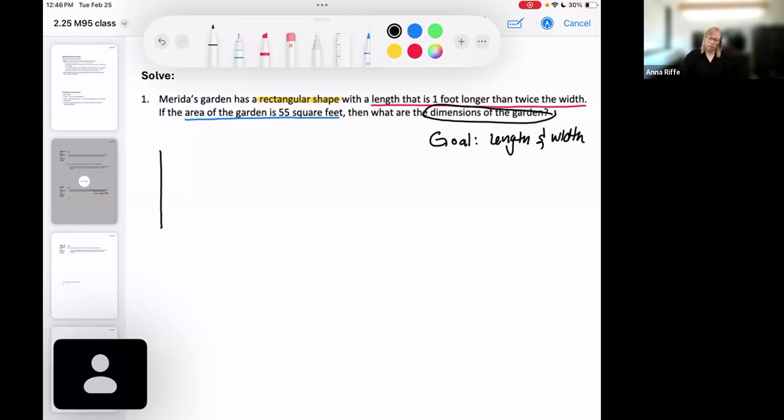This one looks like it would be helped by drawing a picture. I don't know if Anna drew a picture on hers, but I am a picture person, so I'm going to draw that. This is a rectangular garden. This would be the length. This would be the width. Okay.